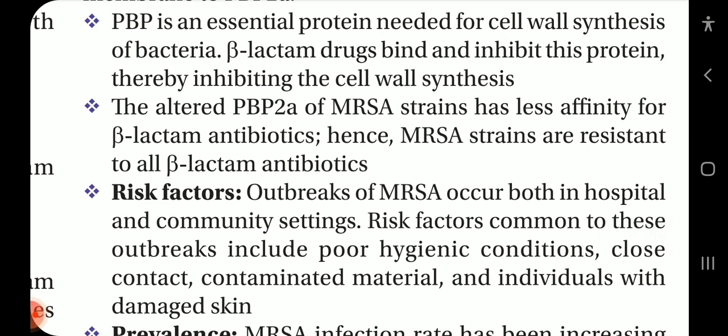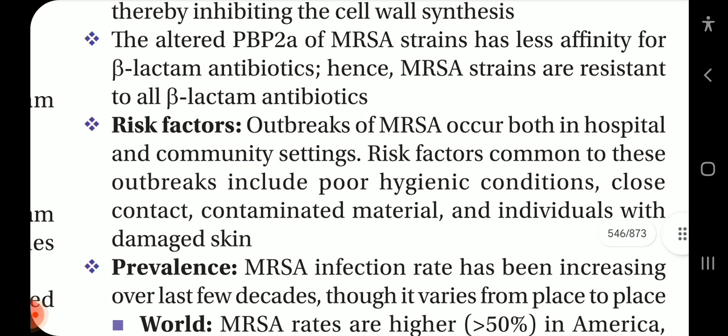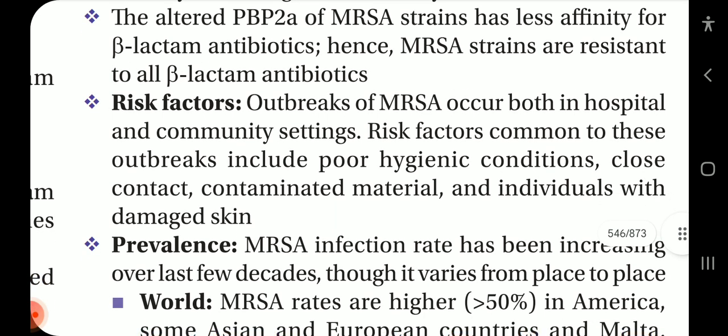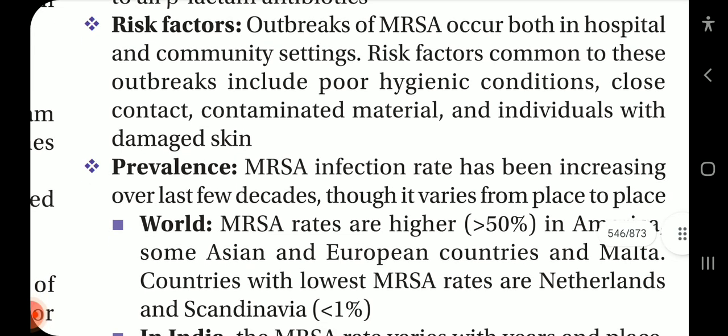Beta-lactam drugs bind and inhibit this protein, thereby inhibiting the cell wall synthesis. The altered PBP2A of MRSA strains has less affinity for beta-lactam antibiotics. Hence, MRSA strains are resistant to all beta-lactam antibiotics. Risk factors. Outbreaks of MRSA occur both in hospital and community settings. Risk factors common to these outbreaks include poor hygiene conditions, close contact, contaminated material, and individuals with damaged skin.